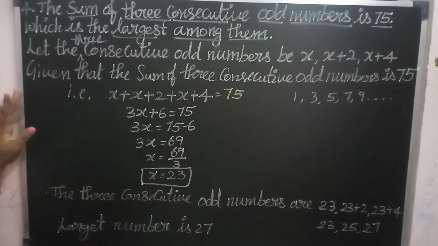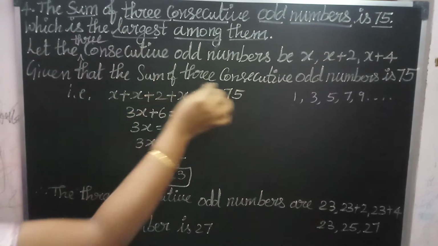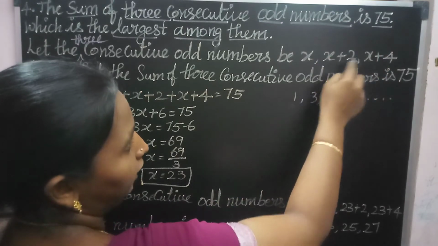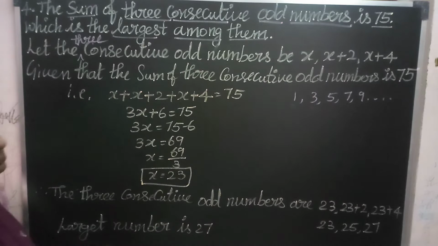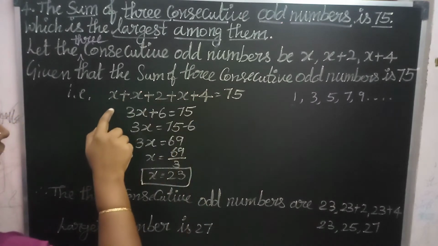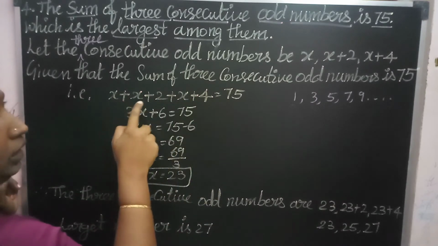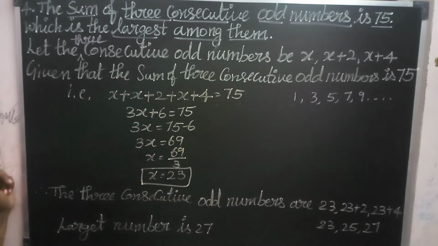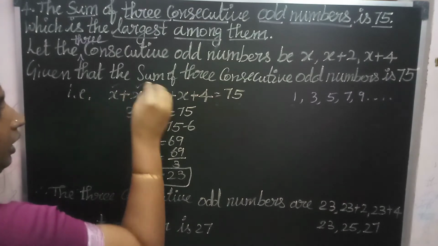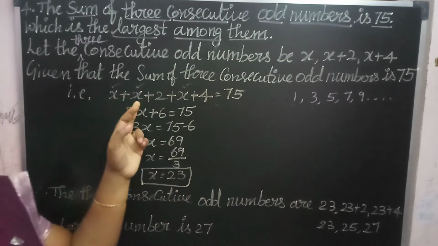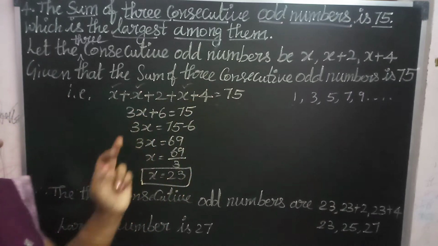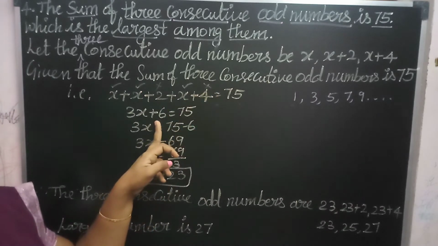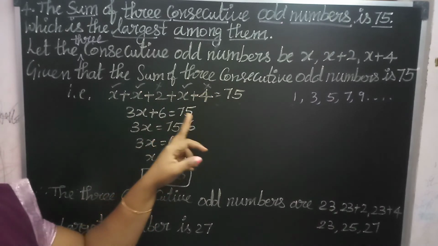Okay. So next, given the condition, the sum of 3 consecutive odd numbers is 75. Here I assumed x, x plus 2, x plus 4 as the consecutive odd numbers. I am going to add these 3 numbers. That is x plus x plus 2 plus x plus 4 equal to 75. So x plus x, 2x, 2x plus x, I will get 3x. Next, 2 plus 4, I will get plus 6. So 3x plus 6 equal to 75.